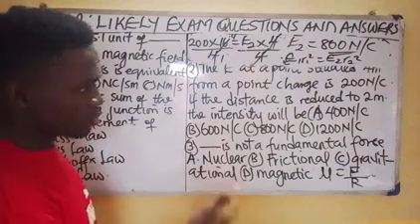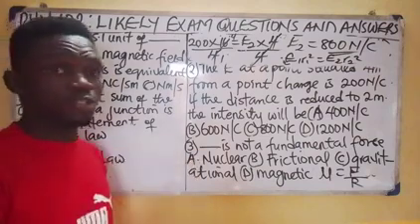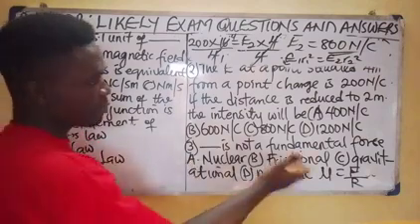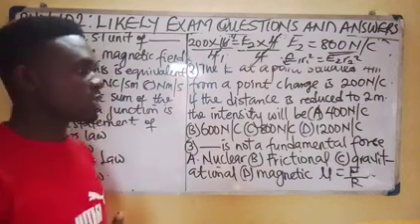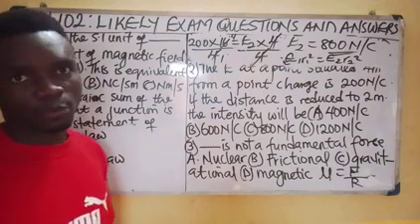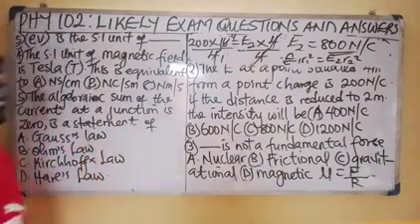Of course, gravitational force emanates from the masses of objects. Magnetic force emanates from substances that exhibit magnetic properties. It's as easy as that. So the answer is simply B, frictional force.